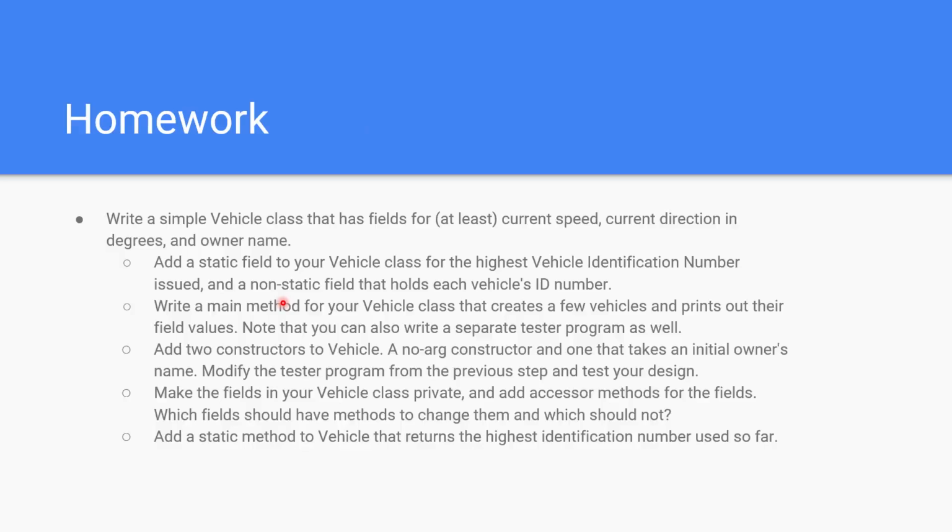So for homework, for our lab, we are going to take a look at our static fields or class variables. We are also going to return that information so we can see all the objects sharing that data. We are going to have two constructors, so we're going to have an overloaded constructor. We are going to take a look at some methods to access different fields, and we are going to test for the highest identification number used so far.